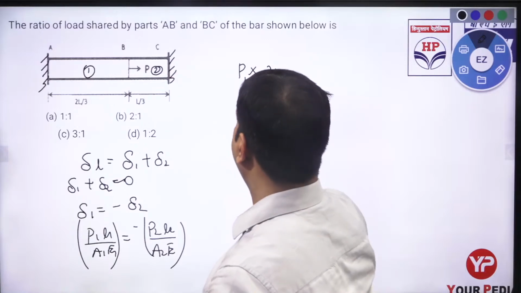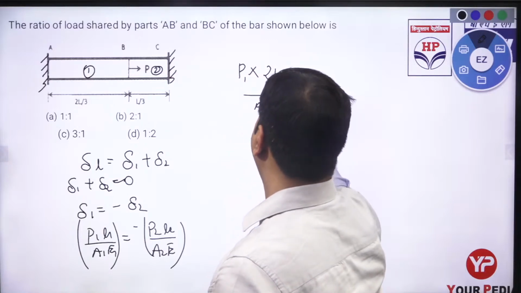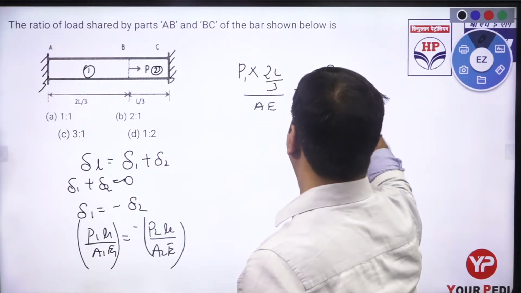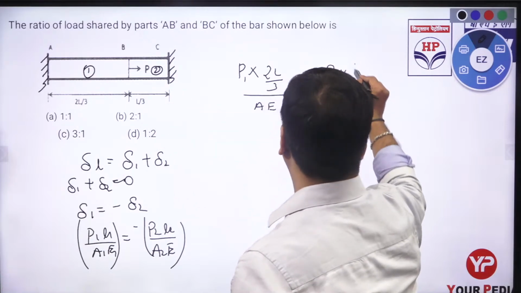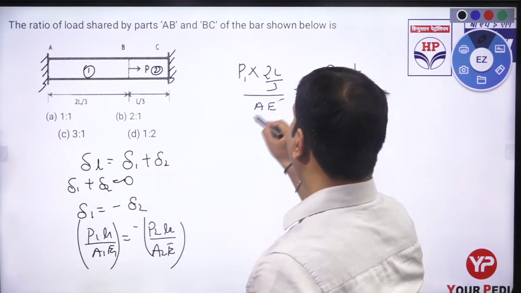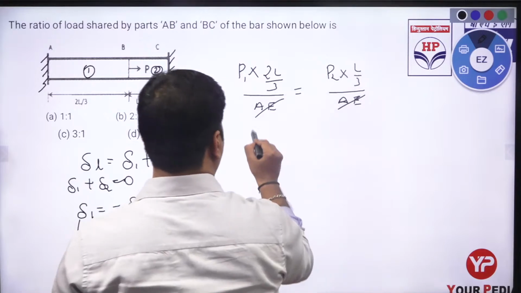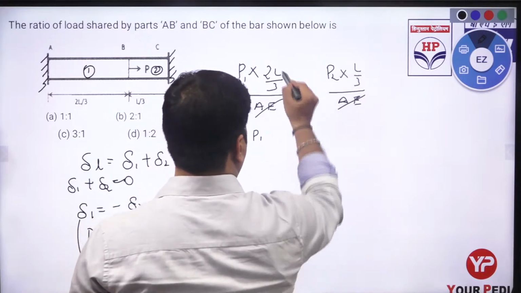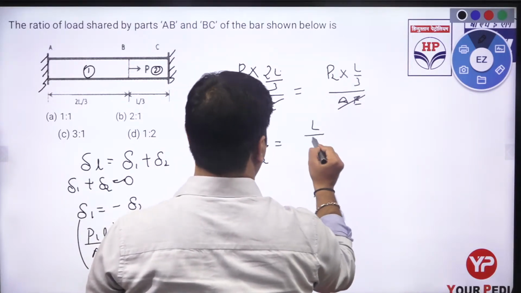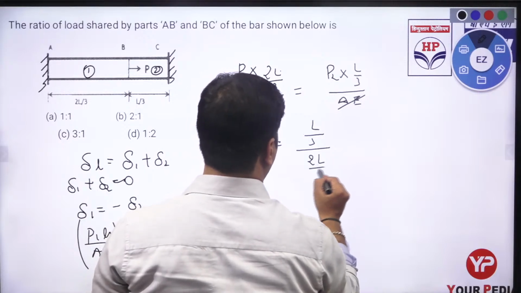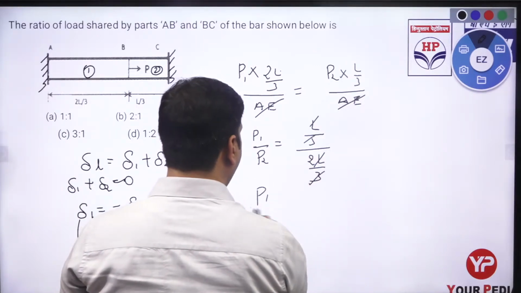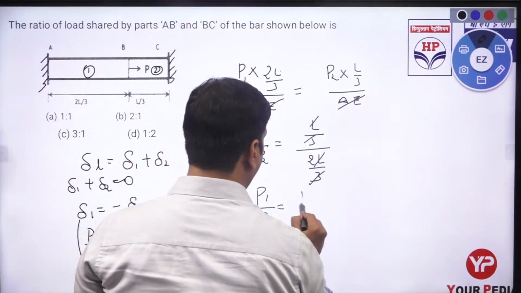A and E are both the same, since we have the same material and the same cross-sectional area. The other one is P2 into L2, that is L by 3, and here also A into E. So the A's cancel each other. From here we can write P1 by P2 equals L by 3 upon 2L by 3. L cancels, 3 is 3. So the answer is P1 by P2 equals 1 by 2.